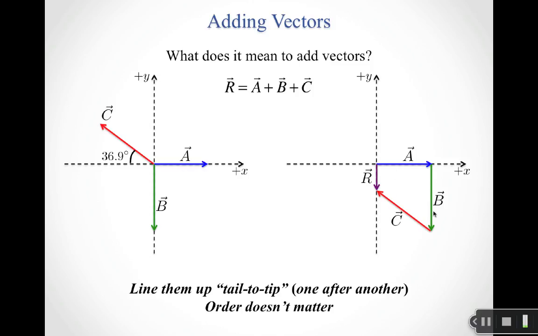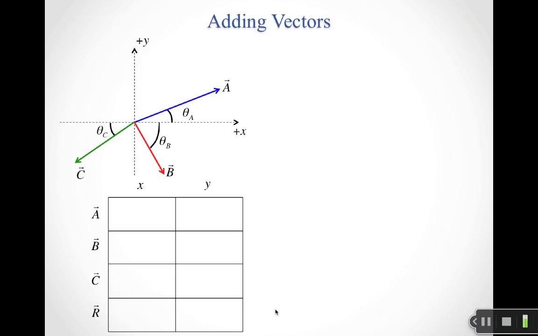The other thing to emphasize is that the order doesn't matter. We still would have gotten the same vector R had we drawn C first, and then A, and then B, right? It would have ended up being exactly the same. So the order doesn't matter in our vector addition problem.